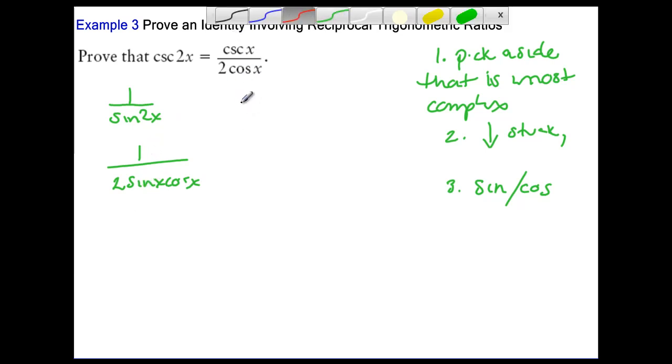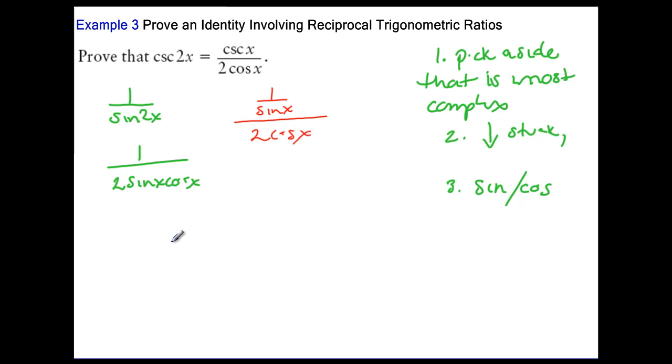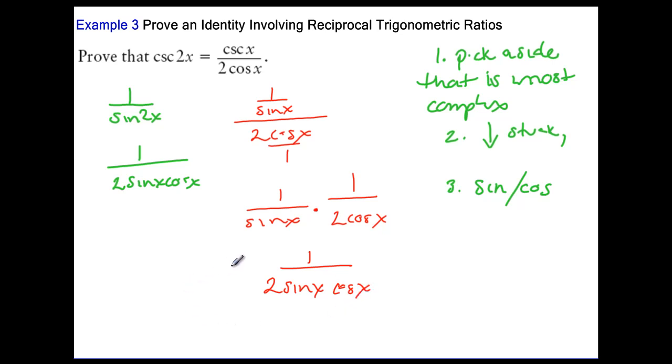And I'm going to say, well, the right hand side is cosecant x, which is the same as 1 over sine of x, all over 2 cos of x. Well, this is really over 1, so I'm going to take this and flip it and multiply to divide by the fraction. So the next line would be 1 over sine of x times 1 over 2 cos of x. And I can see very clearly that when I multiply these together, remember numerator times numerator, denominator times denominator, I in fact have 2 sine x cos x, which is exactly what I had on the left hand side.